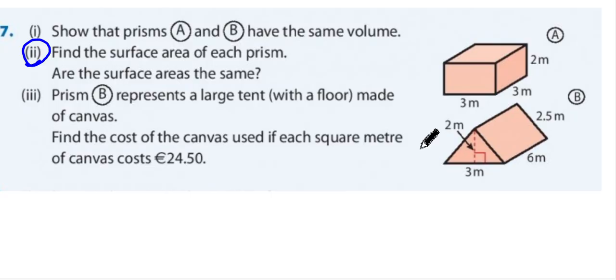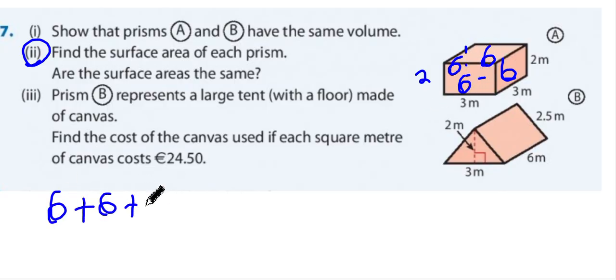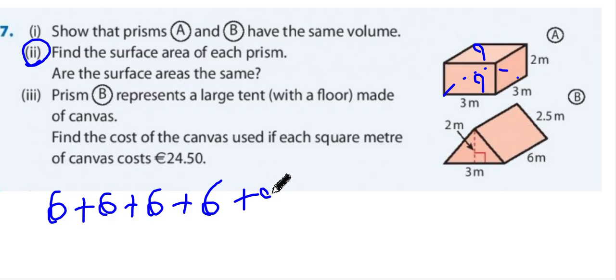So what size do you think this one is? 2 multiplied by 3? There's a 6 here. There's a 6 at the back. And another 6 at the side. So do you agree that there's 4 6s? Okay. And then there's 4 6s because there's 6 sides in total. And 3 by 3 on the bottom is 9 on the bottom and 9 on the top. And that's your 9 and your other 9. That is 24 plus 18. 42 meters squared.